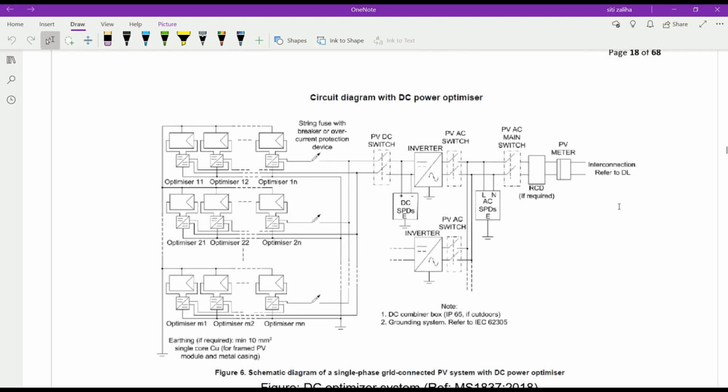Okay, another one we call the DC optimizer system. So this DC optimizer is actually a DC to DC converter, which works as a maximum power point tracker. Example here, one PV module, one DC optimizer. Okay, so it converts DC to DC. So we need a string fuse with breaker or overcurrent protection device, and then the PV DC switch.